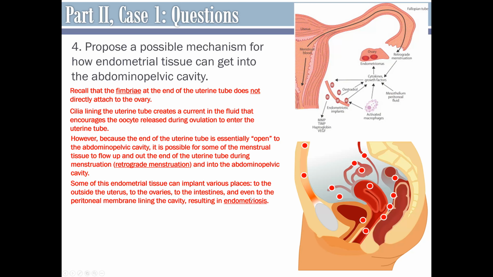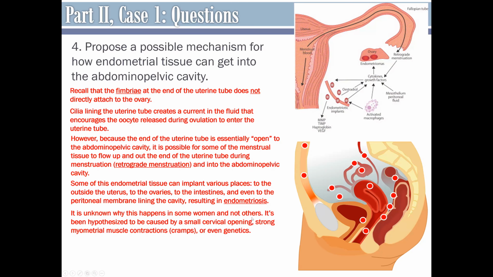So once this endometrial tissue enters the abdominal pelvic cavity, it can implant in various places. It can implant on the outside of the uterus, on the ovaries, to the intestines, and even to the peritoneal membrane lining the cavity. And so all of this endometrial tissue that is no longer inside the uterus is what causes endometriosis.